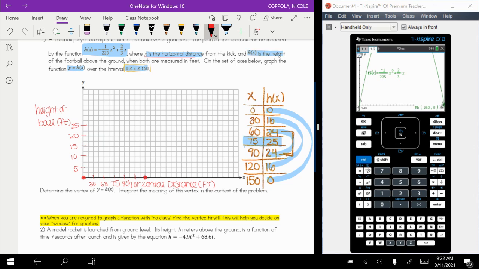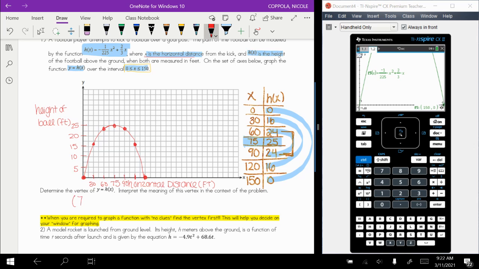Now I'm going to do my (30, 16). So like about here, and then I'm going to do my other one, (120, 16), same height. I don't know why I like to do it this way. I just do (60, 24). And then I'll do my symmetrical (90, 24). And then last but not least, I need (75, 25). Now I just connect them. Nice smooth curve. Okay? So it says determine the vertex.